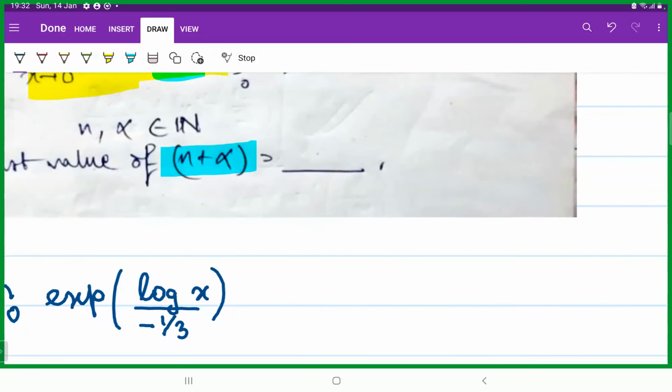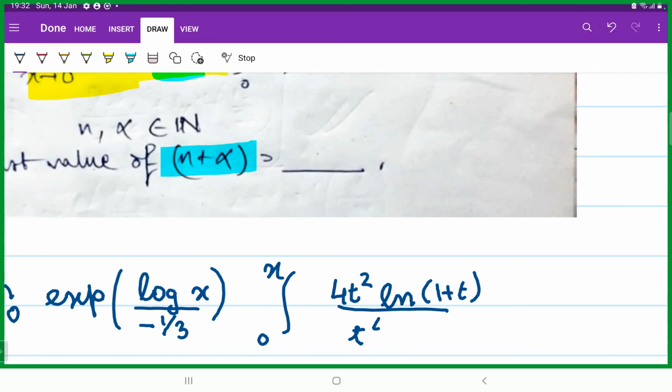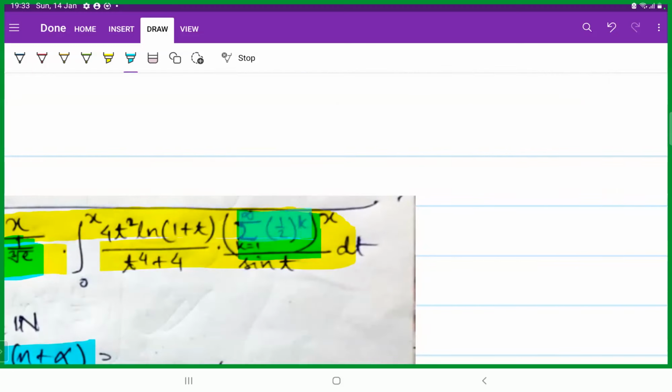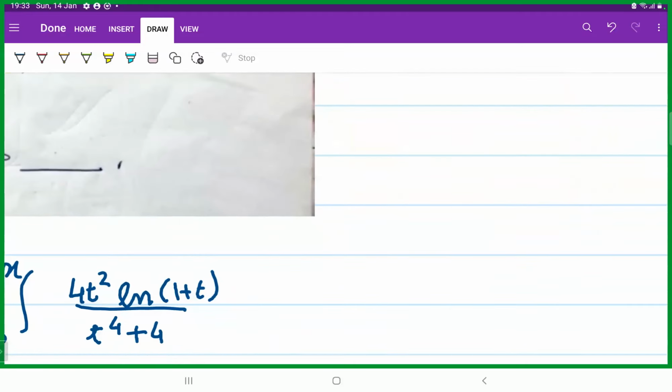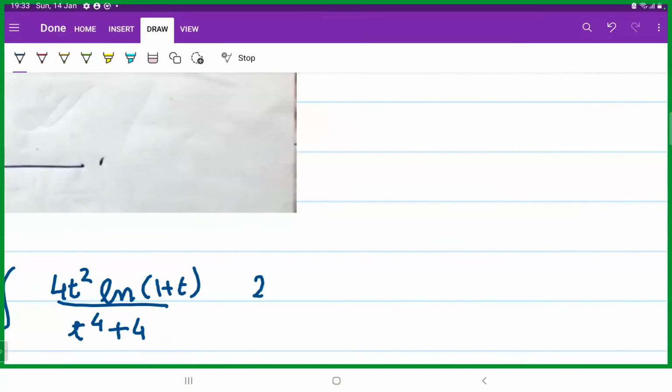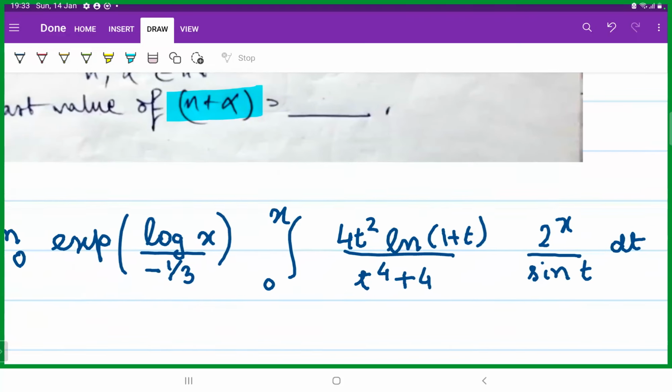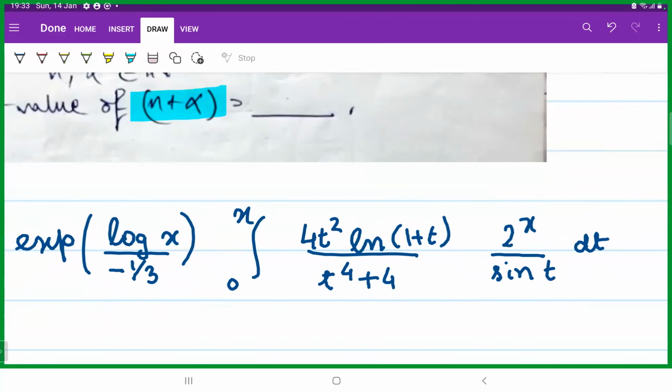Okay, and we have an integral 0 to x, 4t square natural log of 1 plus t divided by t to the power 4 plus 4. And as you can see over here, we have got a GP series till infinity, the result of which is 2, and then it has been raised to the power of x. So this is 2 to the power x divided by sine t dt. This is the integral that we have, and we have to find the value of this entire expression.